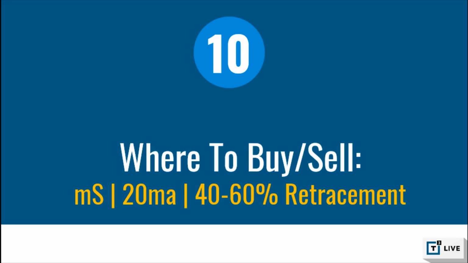Last week we started a three-video series on where to buy or sell anything. We talked about the three main areas: minor support, the rising 20 if you're looking long, and the 40-60% retracement level. We already covered minor support, minor resistance, and the rising or declining 20 period moving average. Today we're going to talk about the third area, the 40-60% retracement level.